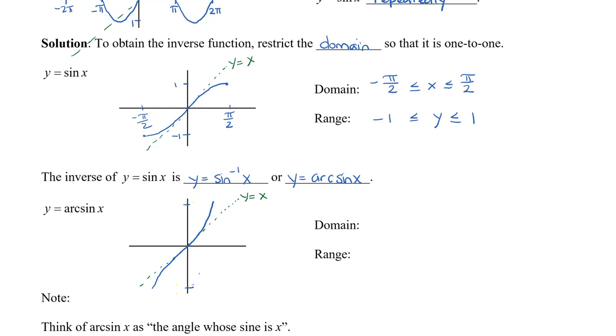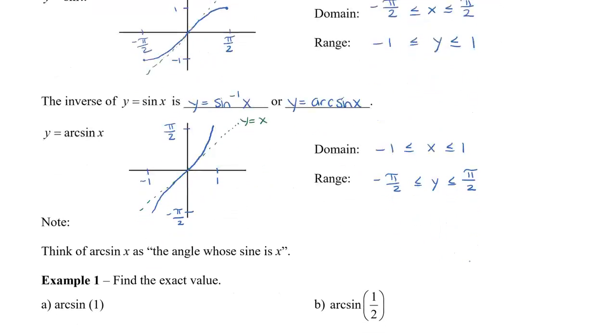Okay, so we've also now swapped our domain and range values. So now my domain is from negative 1 to 1. And my range is now from negative pi over 2 to positive pi over 2. So now by doing this, our inverse function is now actually a function. So you can think of arcsine, which we'll be using a little bit more often, arcsine x as the angle whose sine is x.